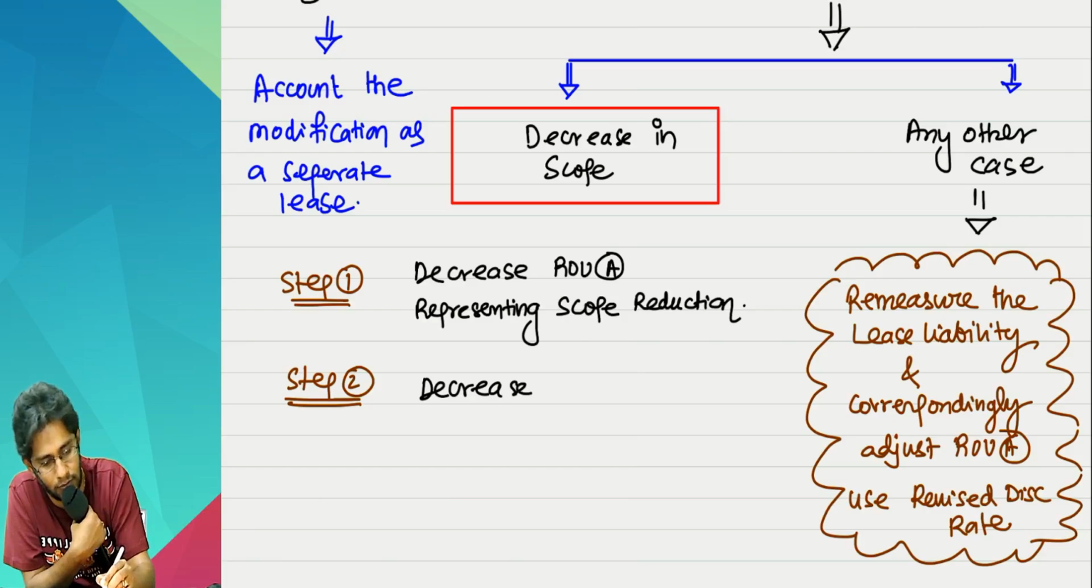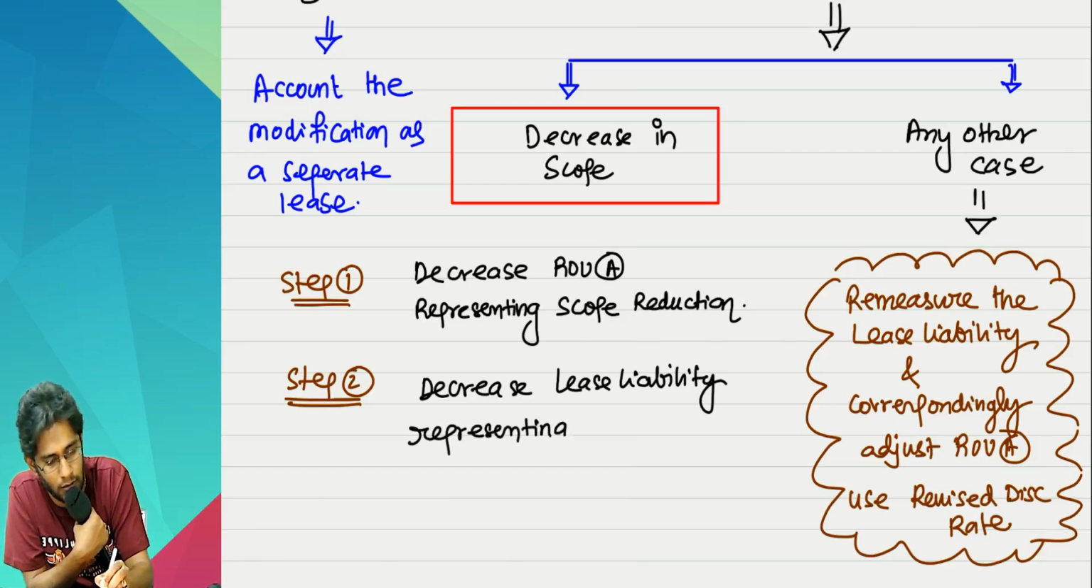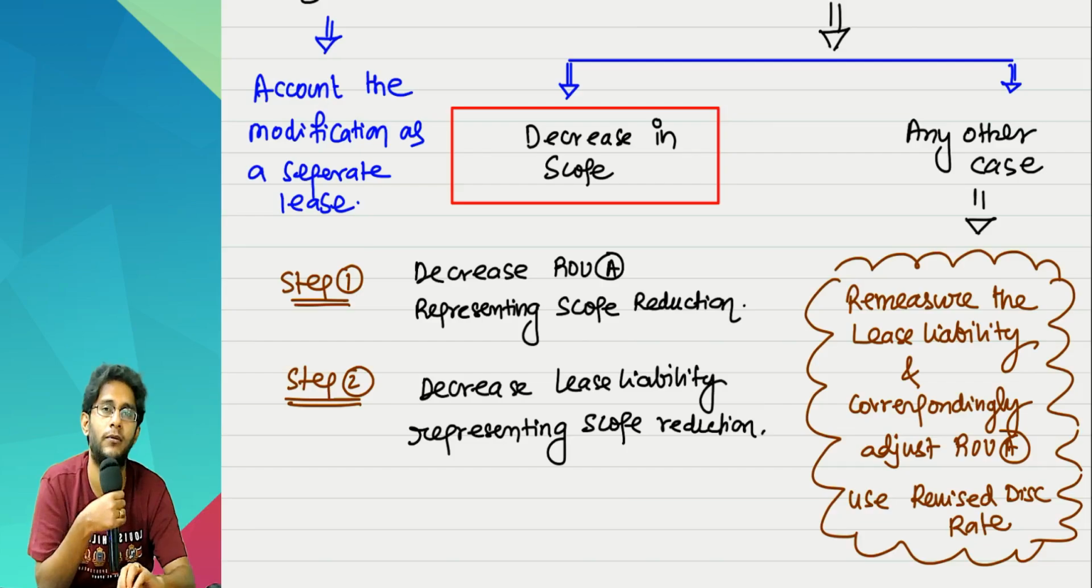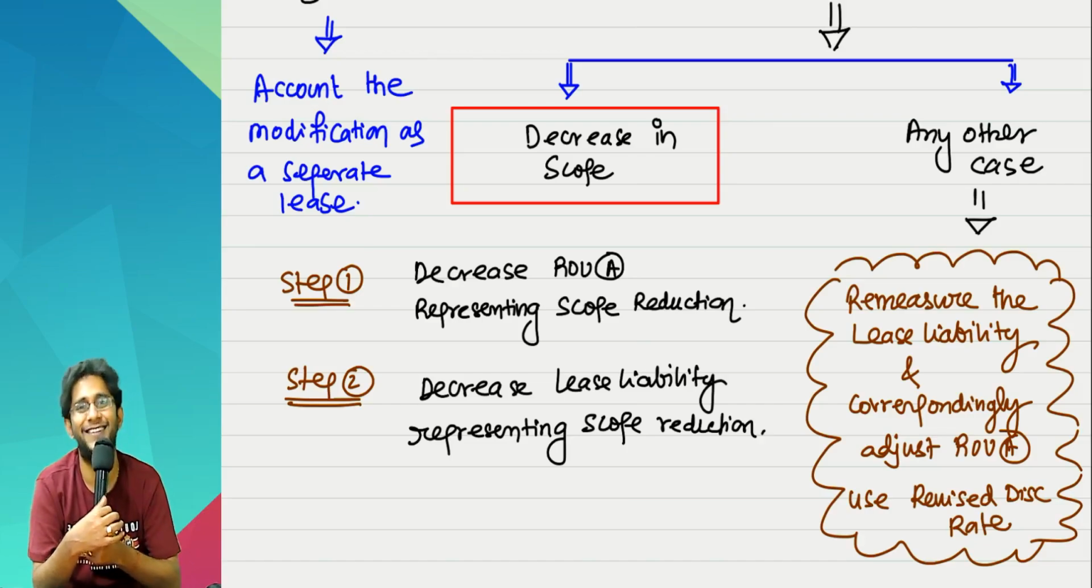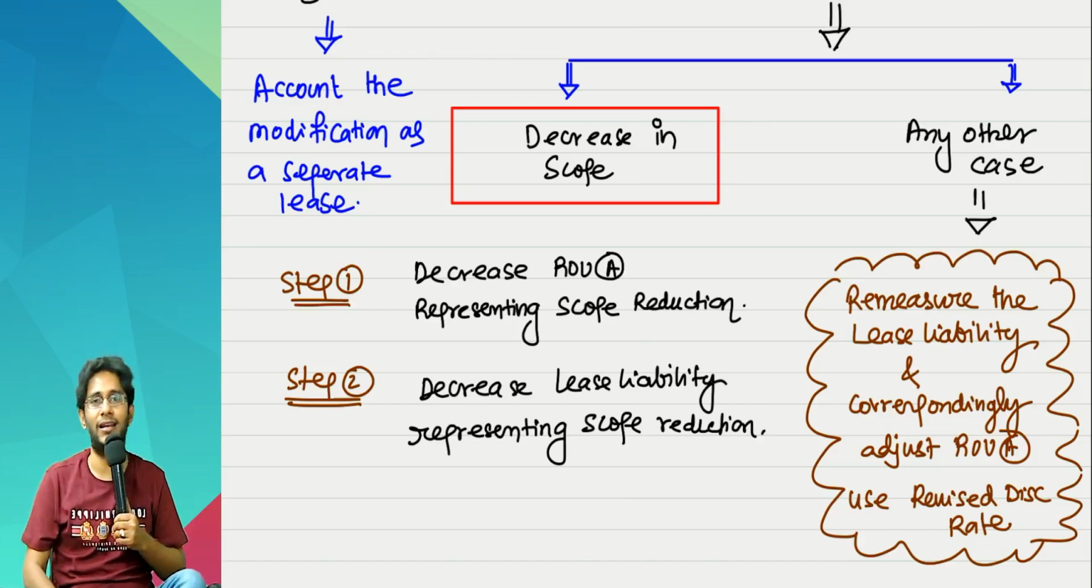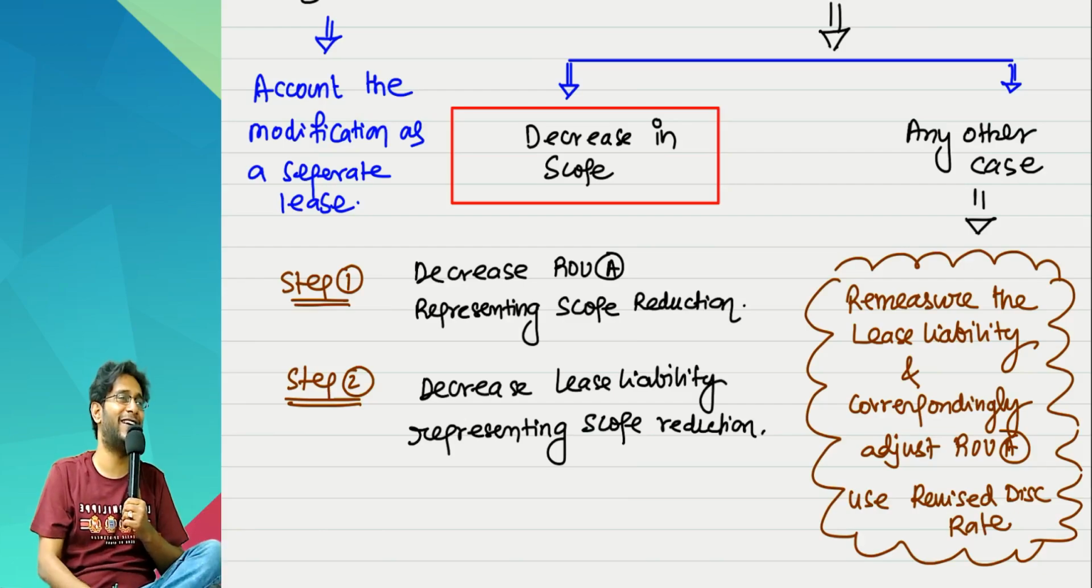Decrease lease liability, representing scope reduction. What does it mean? Taking the lease liability and reducing it by 50%. Listen, it is like that in this example, but it need not be like that.